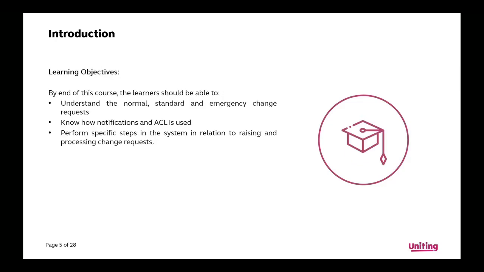Right. By end of this course, these are very theoretical objectives, which says you should be able to understand the three different type of change requests, know how and when the notification and ACL, the access control list, is used, and perform specific steps in the system. But I do feel this is a little too demanding, especially if you are not doing your UAT. I know most of you are doing your UAT, so this is just an additional session for you. But otherwise, I would say if you can navigate around in the system and be more confident in asking questions, be more confident in clearing your doubts, then that is the takeaway of the day.